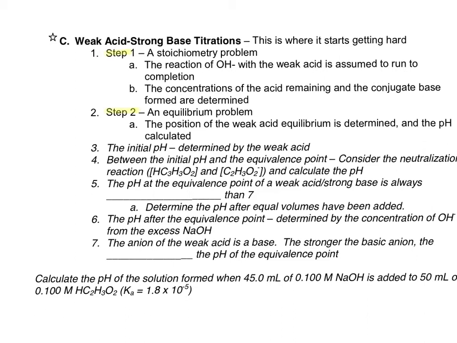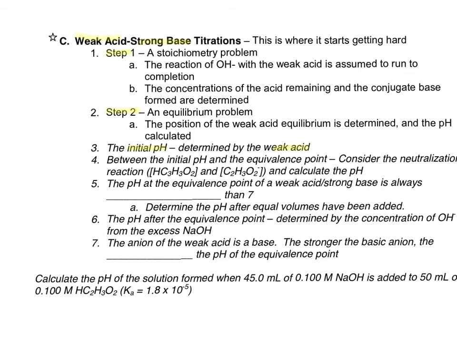Your initial pH is going to depend on what you start with. If you're doing a weak acid strong base titration, that means you're putting a strong base into a weak acid, then your initial pH is going to be dependent on the weak acid. If you're starting with a weak base, it's going to be dependent upon the weak base. It just depends on whatever you're starting with.